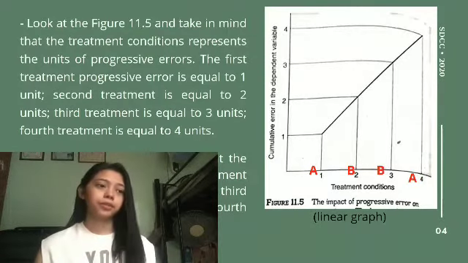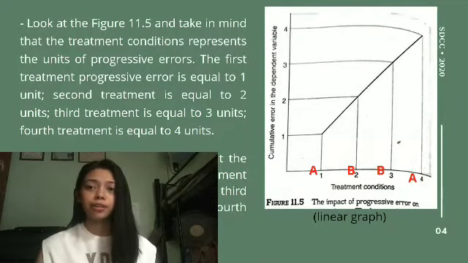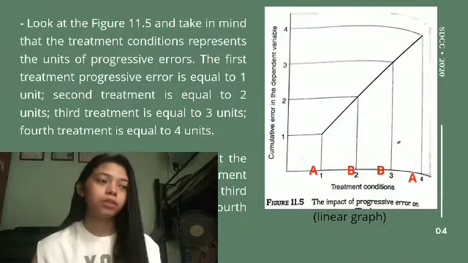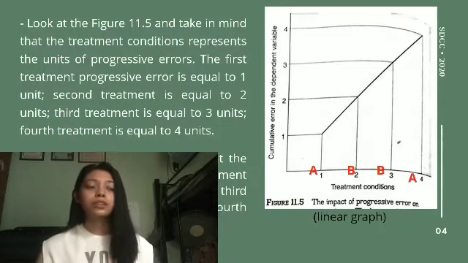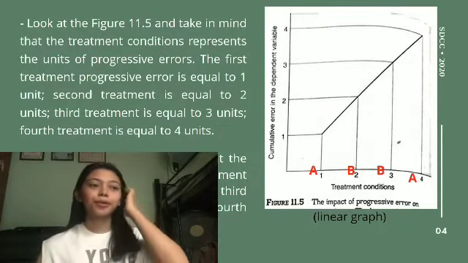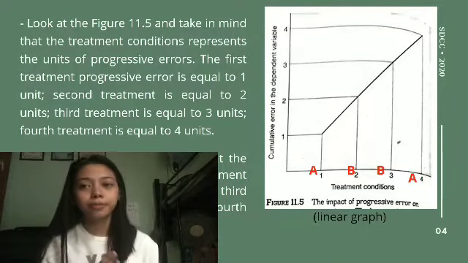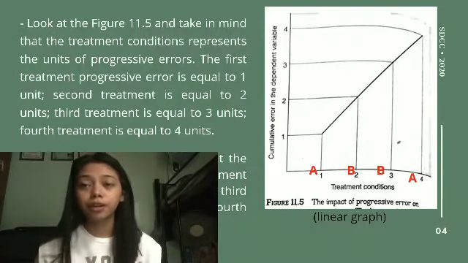Next, look at the figure. Treatment condition represents the progressive error. Treatment condition 1 represents the progressive error Unit 1. Treatment condition 2 represents the progressive error Unit 2. Treatment condition 3 represents the progressive error Unit 3. Treatment condition 4 represents the progressive error Unit 4. As I said earlier, the progressive error increases.